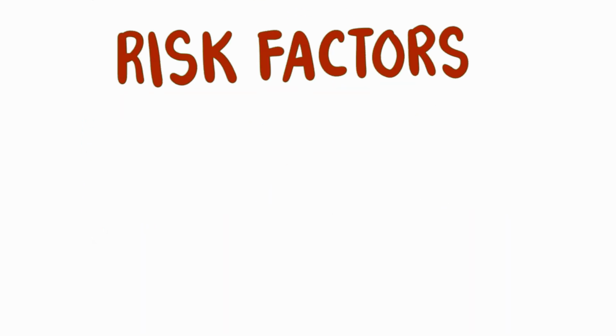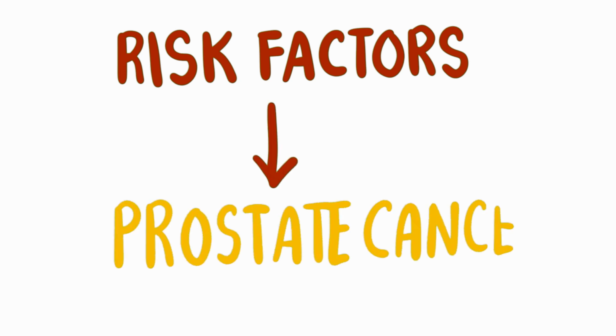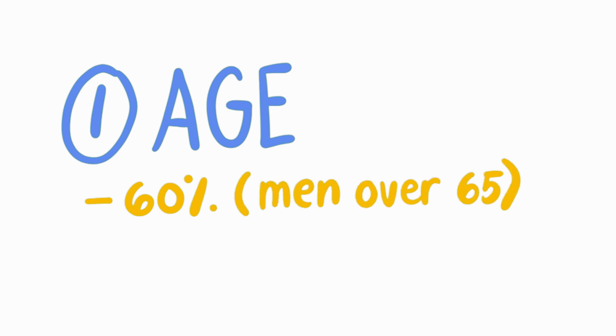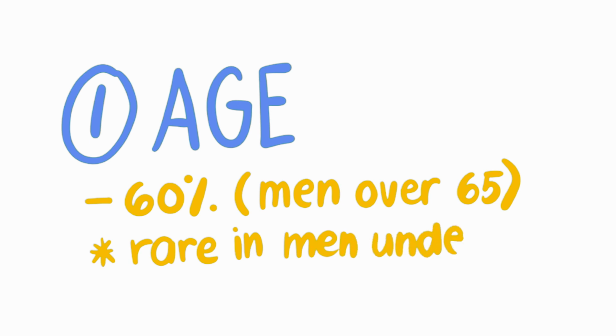Certain risk factors can put a person at risk for prostate cancer. Among these are the following. First is age. 60% of cases of prostate cancer arise in men over 65 years of age. The disease is rare in men under 40.